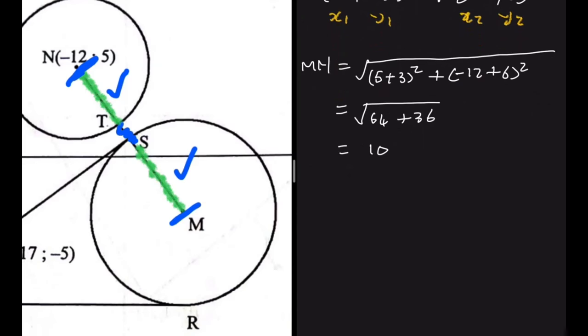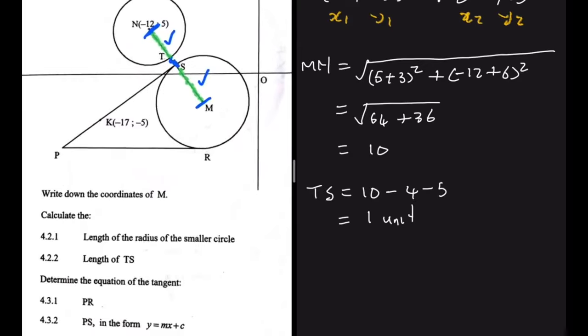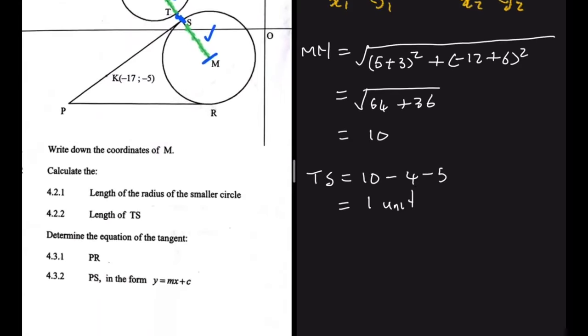So now to find TS, we're going to say 10 minus the radius of the smaller circle minus the radius of the bigger circle. The radius of the smaller circle is 4. The radius of the bigger circle is 5. So the length of TS is 1 unit. That is the length of TS. Right. Let's move to 4.3.